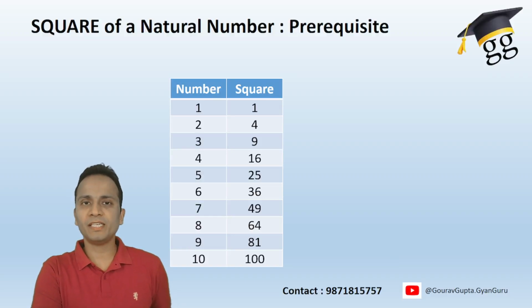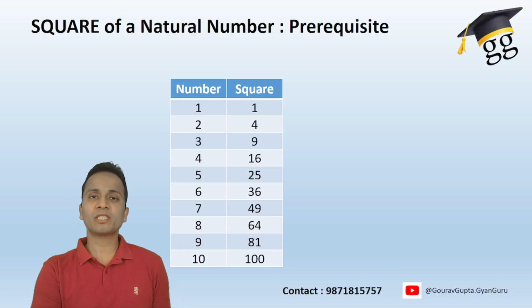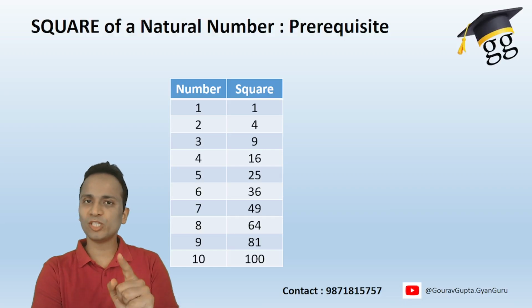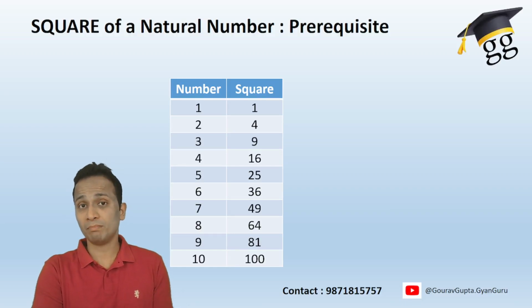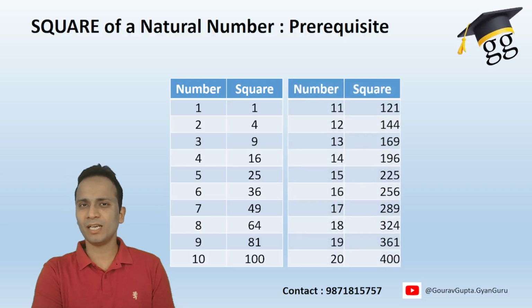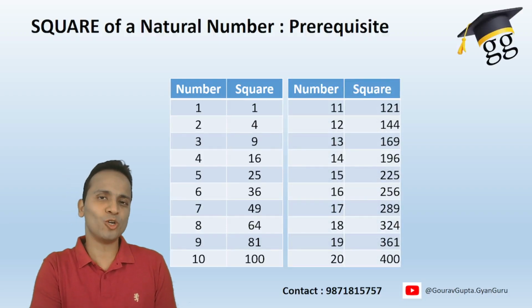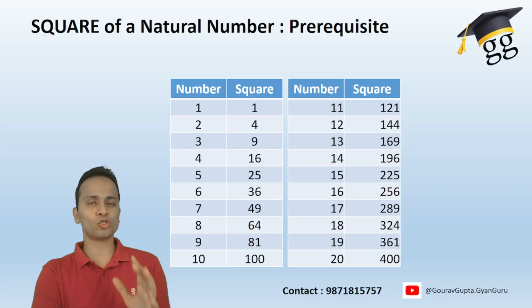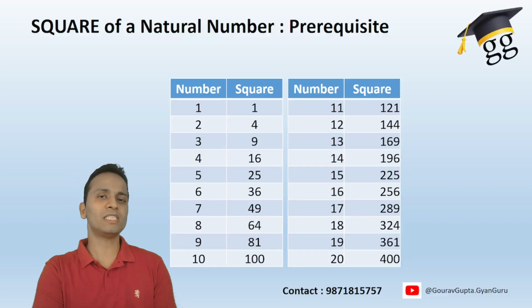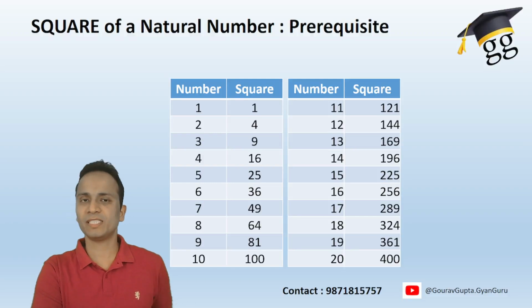So I have displayed the squares of first 10 natural numbers. I am pretty sure that 100% of the students who are watching this session would know these numbers. But the next 10 numbers, probably some of you would not know these. Okay, so I'm just displaying these values so that you will have it in mind. You may note it down because these numbers will be frequently used in today's session.